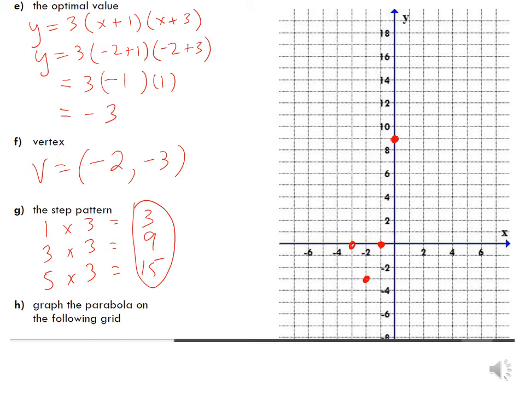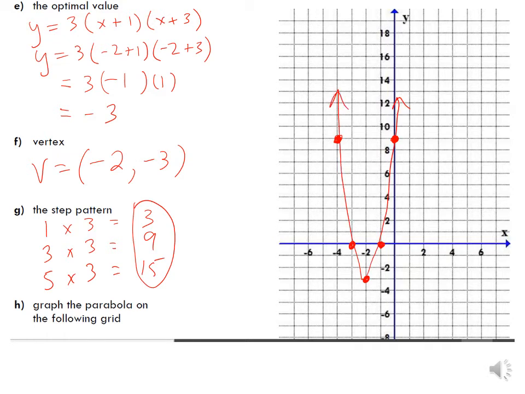But we know our step pattern, 3, 9, 15. So over 1, up 3, over 1, up 3. That's perfect. That's a built-in self-check, so we landed right on our x-intercepts. Over 1, up 9. There's another self-check. We got our y-intercept. Over 1, up 9 on the other side. So right there. And we can't fit the last step on, that's okay.